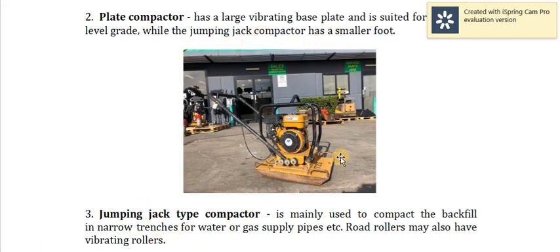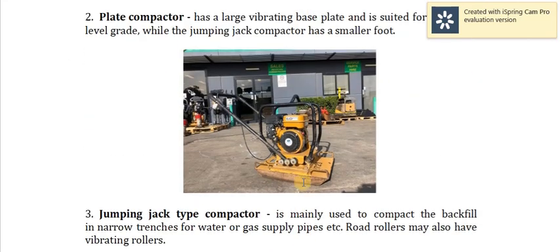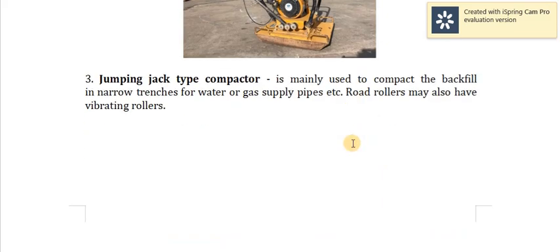So, ayan. Ito. Ito yung jumping jack. See, it's so small as compared to this one. Kaya nga siya tinawag na plate. Okay, number 3 is the jumping jack type compactor. So it is mainly used to compact the landfill in narrow trenches for water or gas supply pipes.